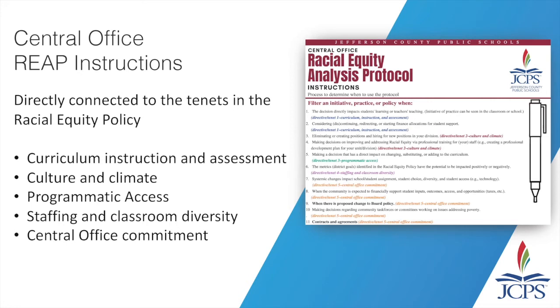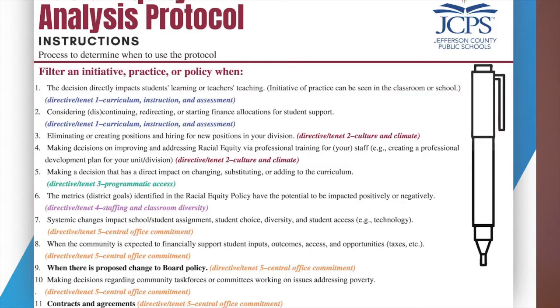Another useful document that we use in central office is a document that connects certain practices to the tenets in the racial equity policy. Remember, the tenets are curriculum, instruction, and assessment, culture and climate, programmatic access, staffing and classroom diversity, and then central office commitment. So for example, if the decision directly impacts students' learning or teachers' teaching, well, this directly connects to Tenet 1, curriculum, instruction, and assessment.